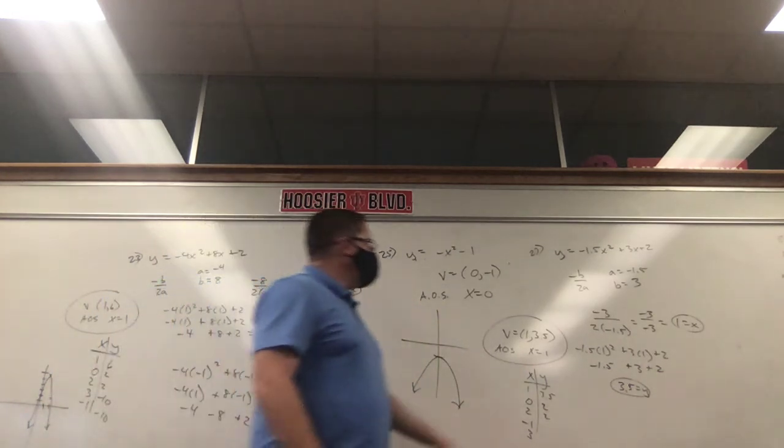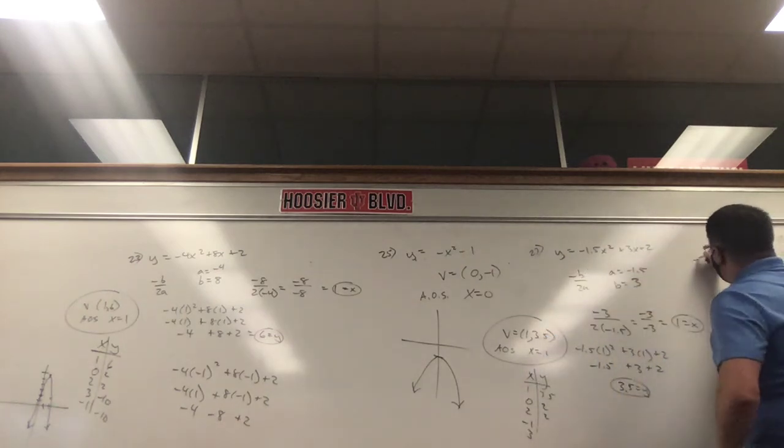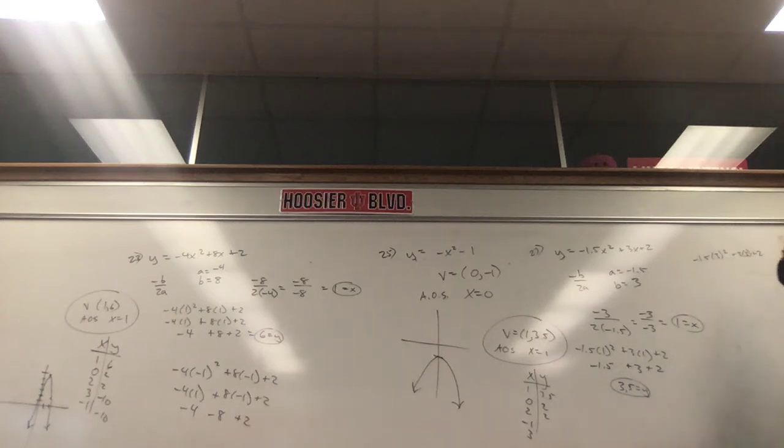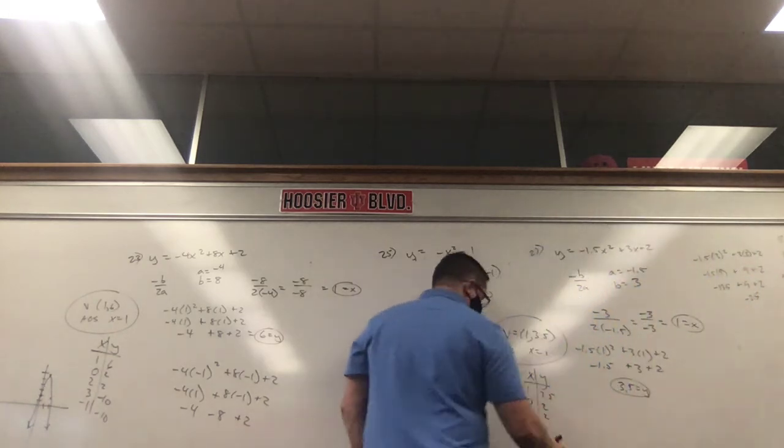I'm going to plug in 3. So negative 1.5 times 3 squared plus 3 times 3 plus 2. I plug in 3 for this x, 3 for that x. 3 squared is 9, so negative 1.5 times 9. 3 times 3 is 9, plus 2. Negative 1.5 times 9 is negative 13.5. You can use calculators. I don't expect you to know that one off the top of your head. Negative 13.5 plus 9 is negative 4.5. Negative 4.5 plus 2 is negative 2.5. So these are both negative 2.5.